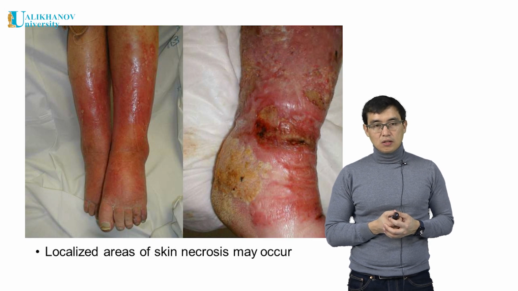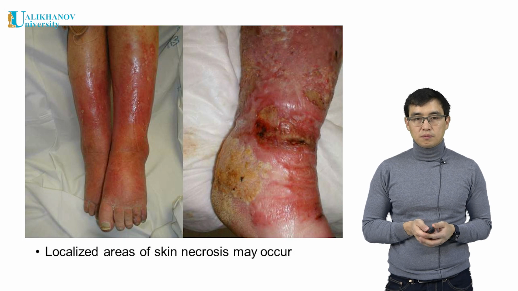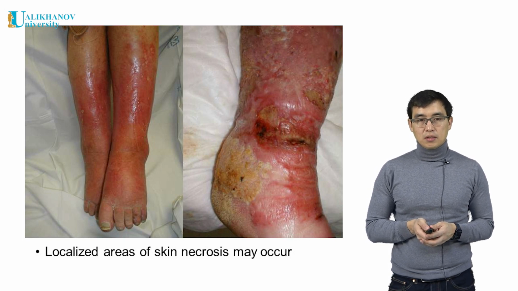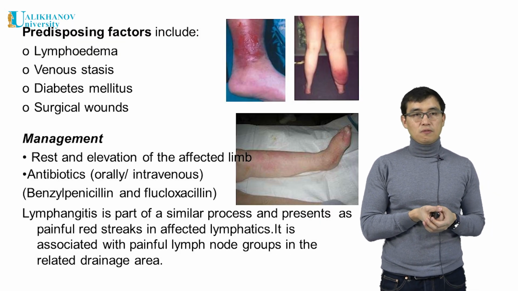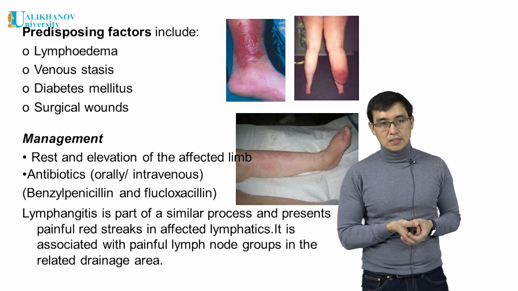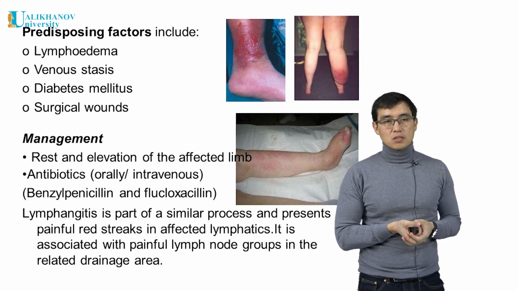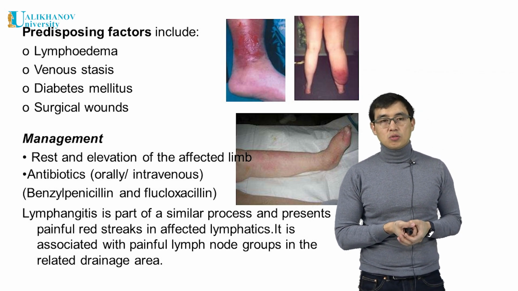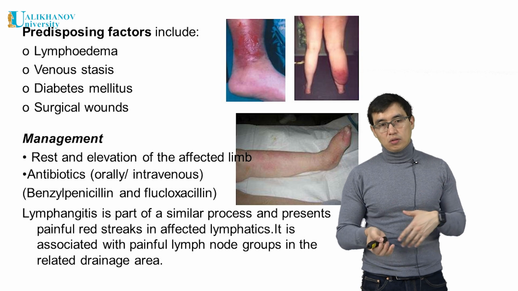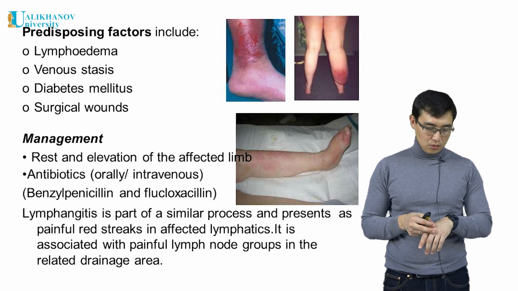Localized area of skin necrosis may occur. Yeah, at this picture you can see this complication like skin necrosis after cellulitis. Predisposing factors include lymphedema, venous stasis, diabetes mellitus, and surgical wound. Management: it's rest and elevation of the affected limb. Antibiotics can be used orally or intravenously, using benzylpenicillin and flucloxacillin.